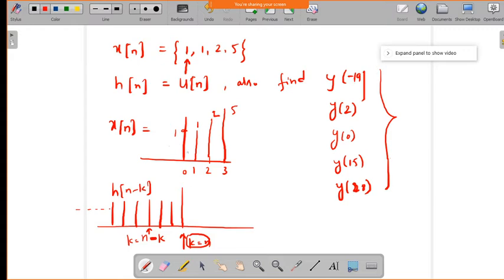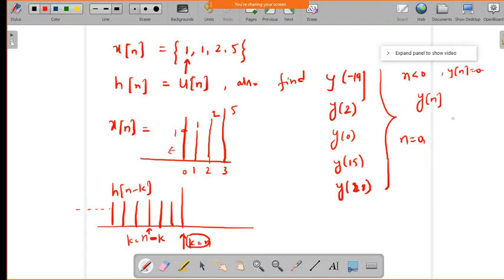Now you try to do it. What is y of n? Find out y of n for the limits. When n is less than 0, your output will be 0. Since x of n has very limited samples, you can also find the output at n equal to 0, n equal to 1, n equal to 2, like that. So now you can find out what it is at n equal to 0.